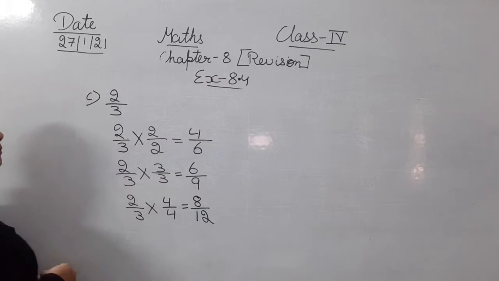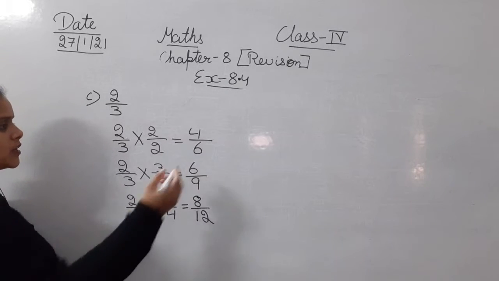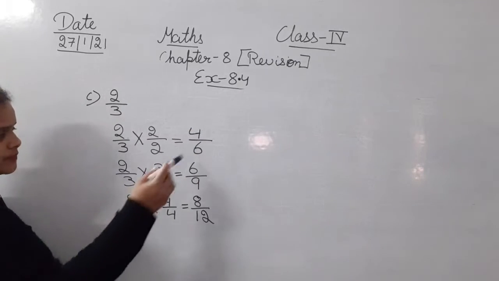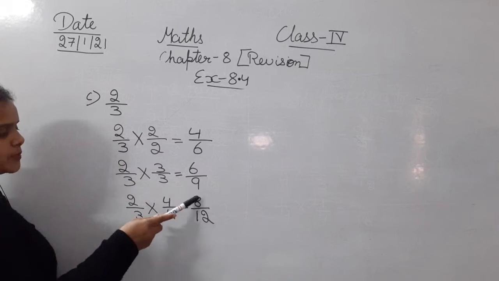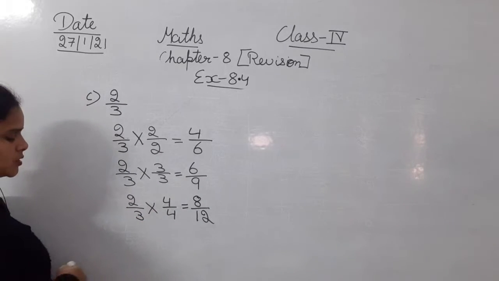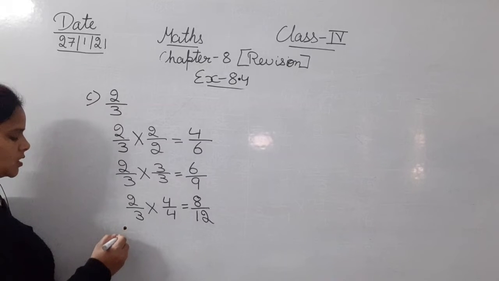So the next 3 equivalent fractions to 2 upon 3 we have found. The first is 4 upon 6. Second is 6 upon 9. And the third is 8 upon 12. So this is what we will write in the solution sentence.